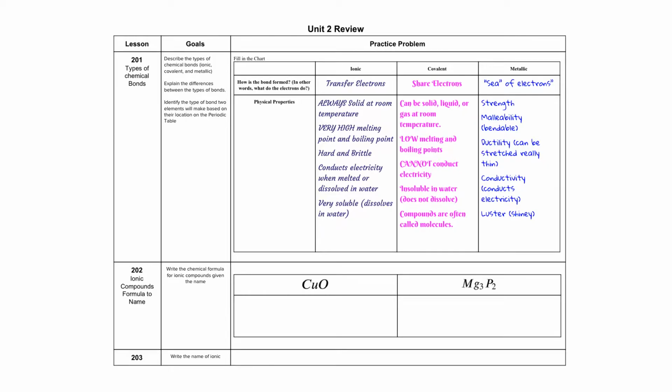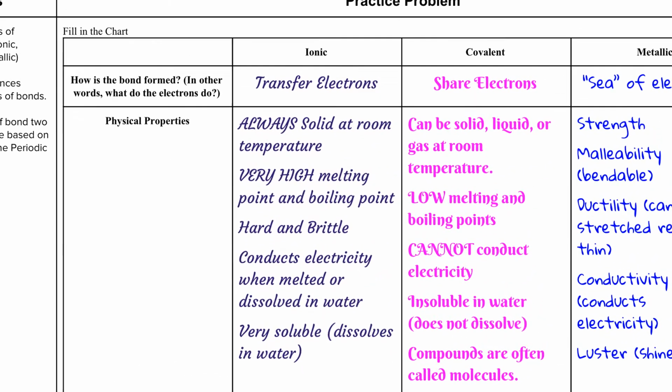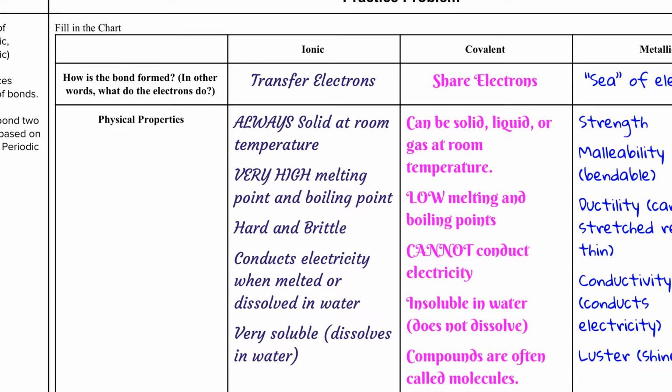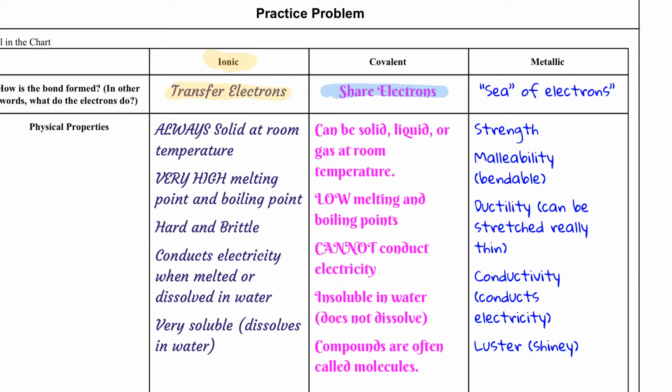So the first part of the review is from Lesson 201, Types of Chemical Bonds. The practice problem says fill in the chart. It's asking how is the bond formed? So ionic bonds, the bonds are formed by transfer of electrons. In covalent bonds, the bonds are formed by sharing electrons. And in metallic bonds, they are a sea of electrons.